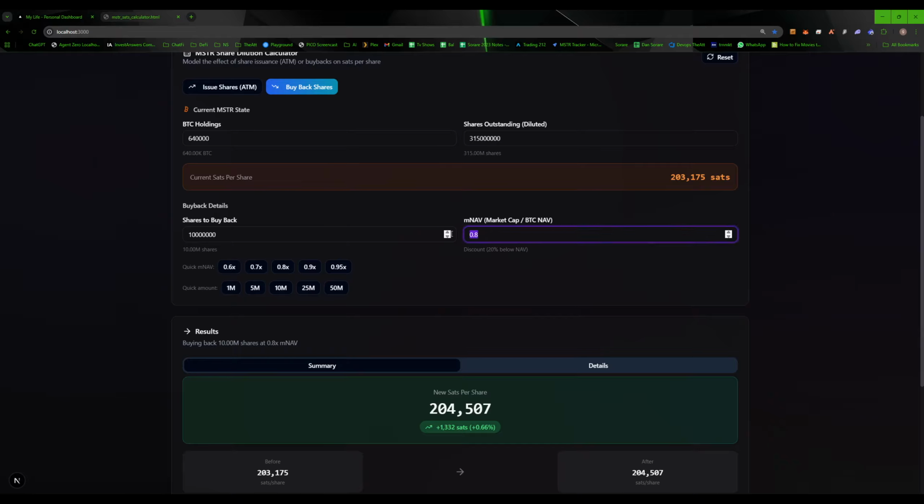So let's see if I put this positive. That should then give us, yeah. If you bought back shares at a 1.2 MNAV, you'd be diluting the sats per share. But if we do this at 0.8, you're increasing the sats per share by doing a buyback.